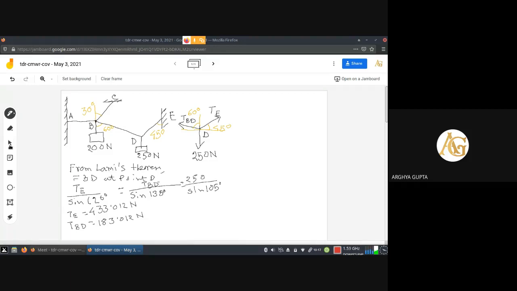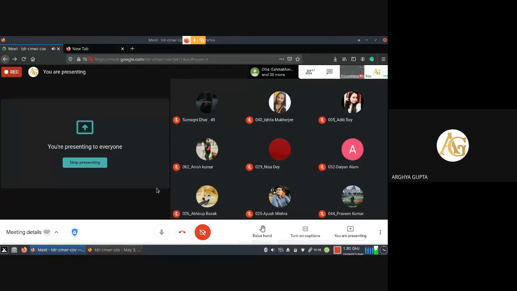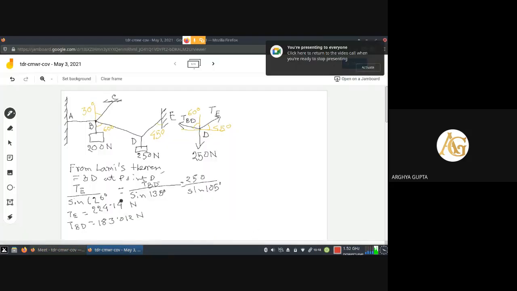Oh, I have made this wrong. Correct it here. Not 433. I have made it sine 150 while doing the calculation, but it is actually sine 105. So here the answer is coming out as 224.14. So these are the answers for T and TBD.